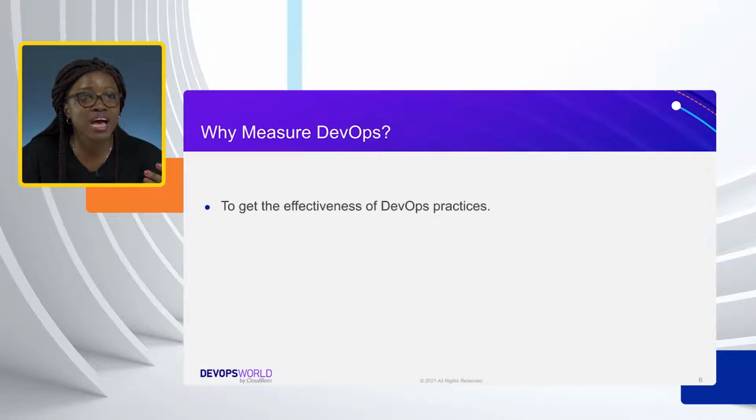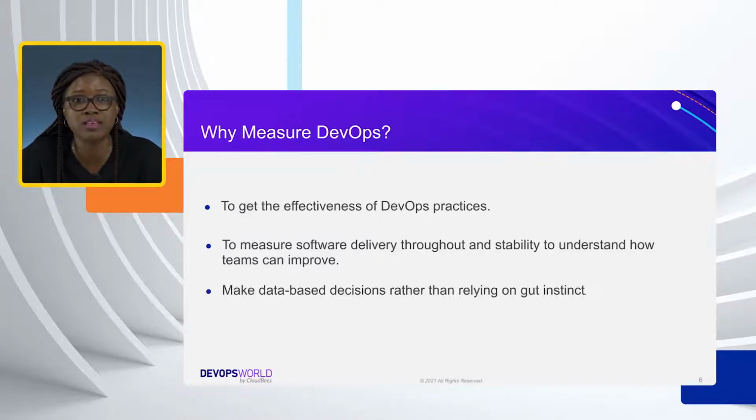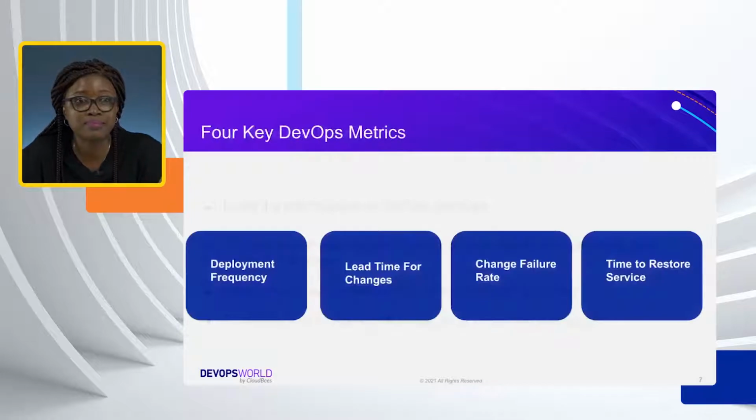These metrics will provide you with the essential data that you require to have visibility and control over your deployment pipeline. It also helps you to show your development teams how they can deliver better software to their customers. And lastly, measuring DevOps helps you identify pain points and slowness in your deployment and in your processes.